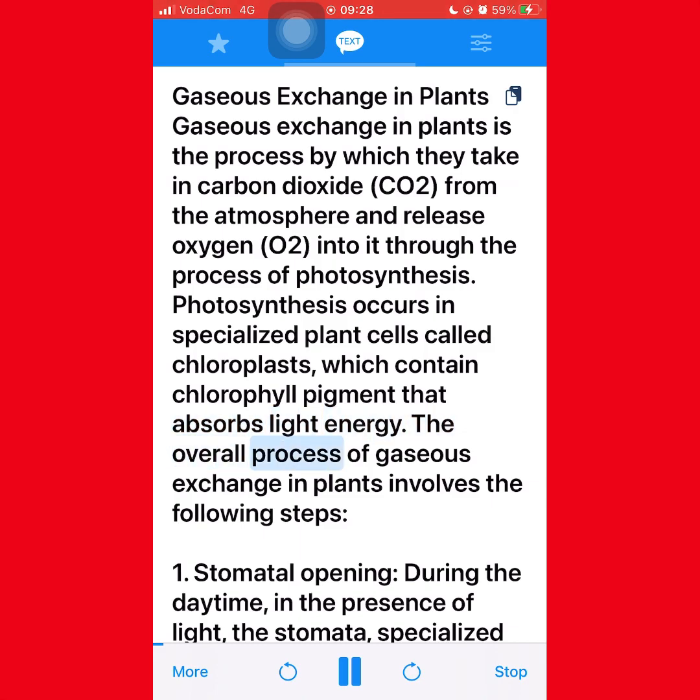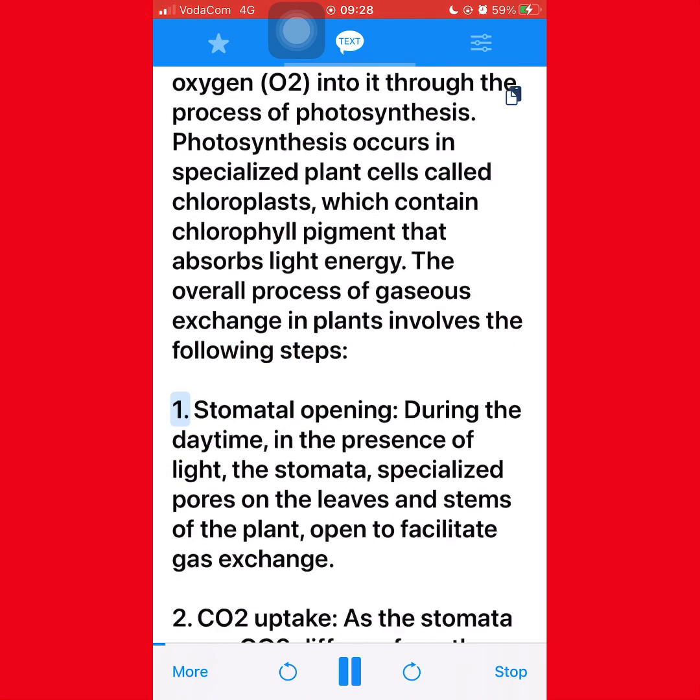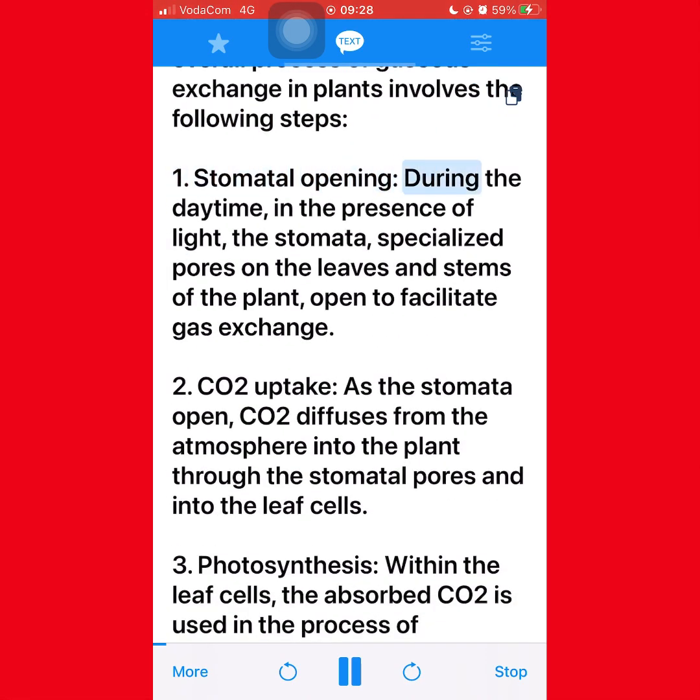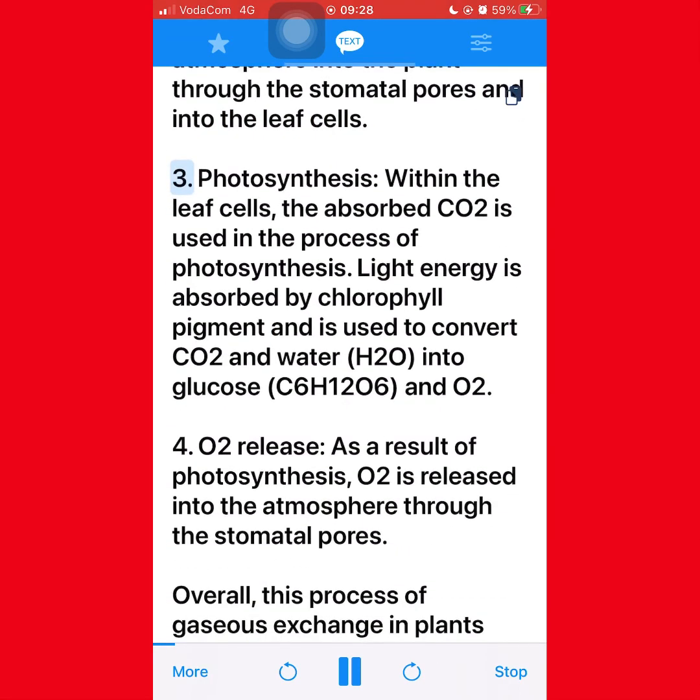The overall process of gaseous exchange in plants involves the following steps. 1. Stomatal opening. During the daytime, in the presence of light, the stomata, specialized pores on the leaves and stems of the plant, open to facilitate gas exchange. 2. CO2 uptake. As the stomata open, CO2 diffuses from the atmosphere into the plant through the stomatal pores and into the leaf cells.